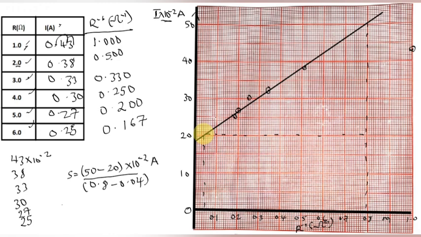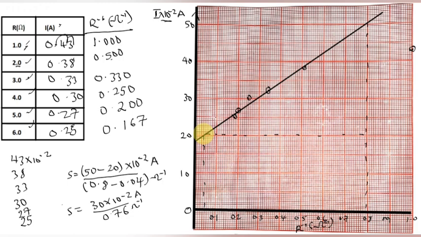It's per ohm. Now remember, when you are dividing by per ohm, the ohm goes up and becomes ohm. So my slope S is going to be equal to 50 minus 20, that's 30, times 10 raised to power minus 2, divided by 0.8 minus 0.04. That's equal to 0.76 per ohm. This is ampere, okay?